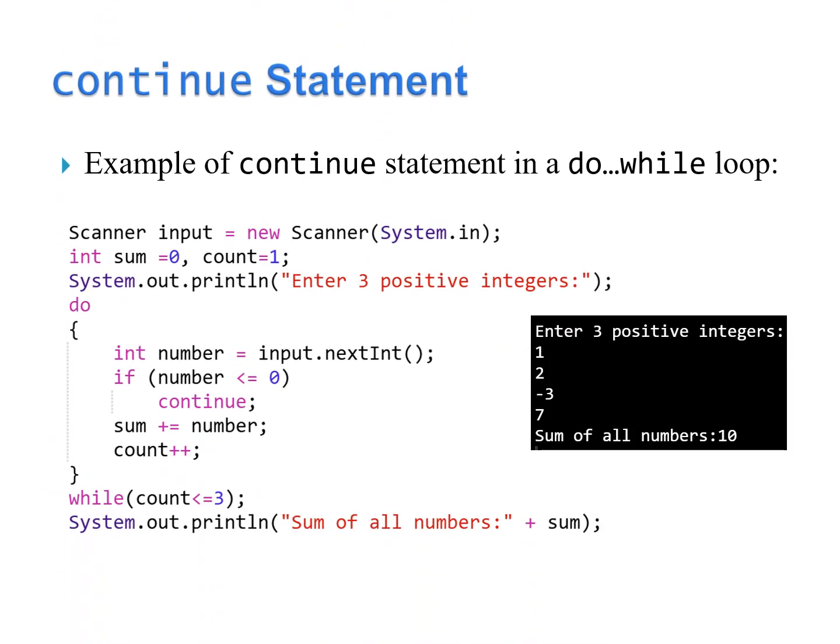Here is an example of the continue statement in a do-while loop. This example is the same as the previous example of the continue statement in a while loop, only changing the loop from while to do while. So the behavior of the continue statement in this loop is the same as in the while loop. When the continue statement executes, the last two statements in the loop body are skipped, and the program proceeds with checking the condition count less than or equal to 3 for the next iteration.